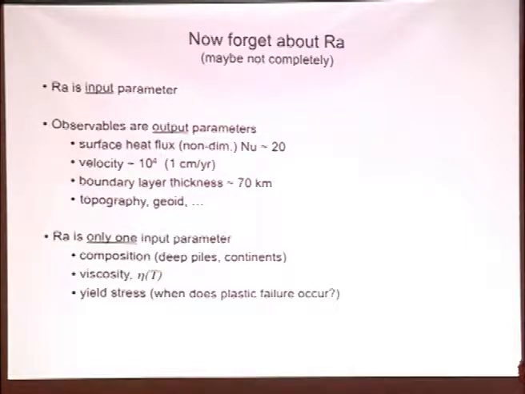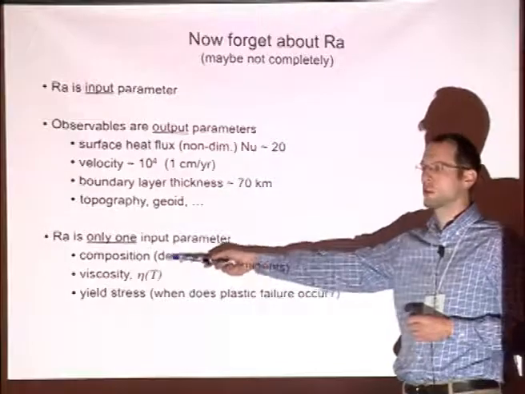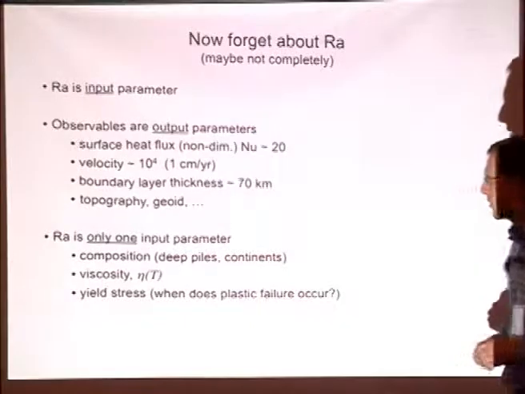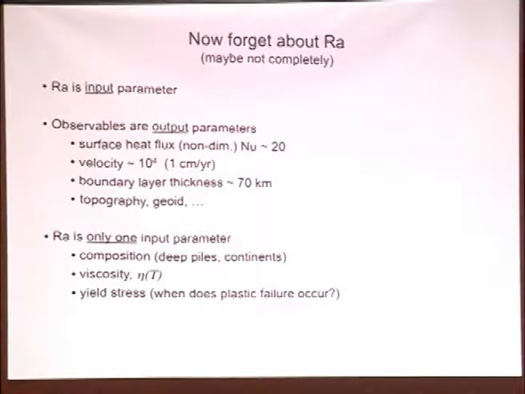But the point being is that the Rayleigh number is just one input parameter. And there are other things that go into these models, at least in the sophisticated modern models. People think about deep piles or continents, so the composition of material is important. Viscosity, as mentioned before, is important. Yield stress is important. At which stresses will I allow my material to break, to fail, and to change its behavior? So don't focus too much on the Rayleigh number alone.